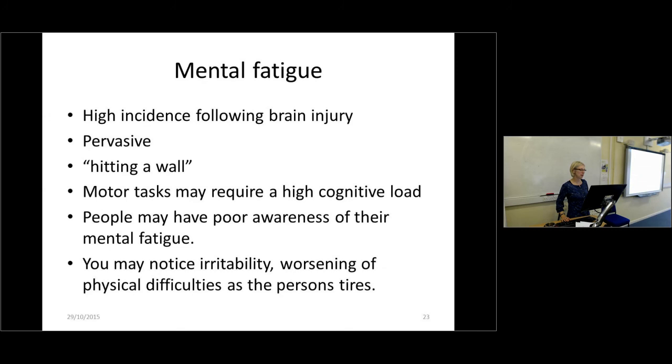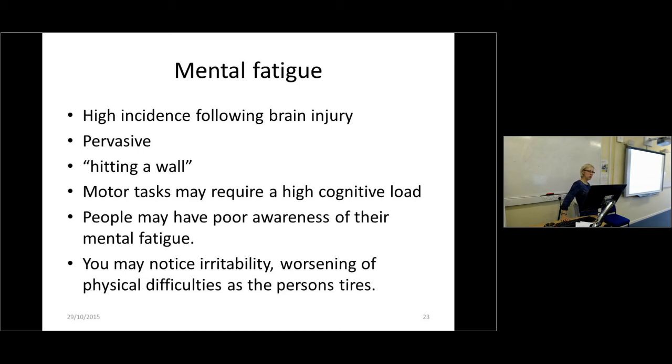I talked a bit about mental fatigue. The only key thing about this is that when you're working with somebody, recognising that mental fatigue, they might become more clumsy. They may start slurring their speech, and quite often they won't tell you that they're tired because they don't know that they're tired.